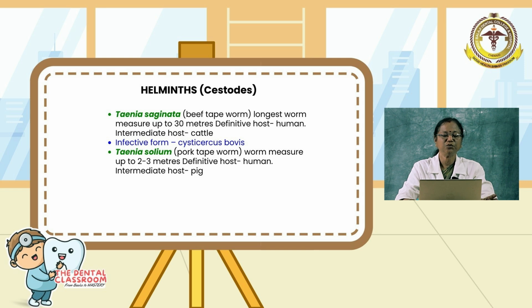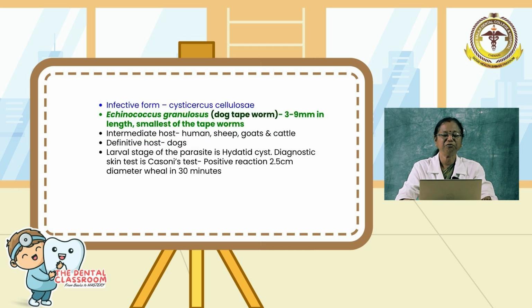The next is Taenia solium, which is referred to as the pork tapeworm. It measures up to 2 to 3 meters. The definitive host is human, and the intermediate host is pigs. The infective form is Cysticercus cellulosae.